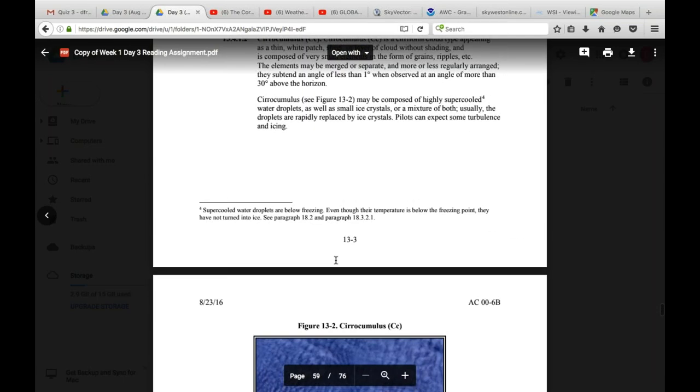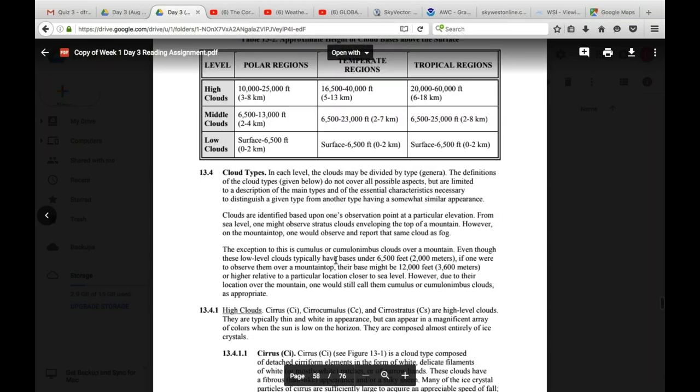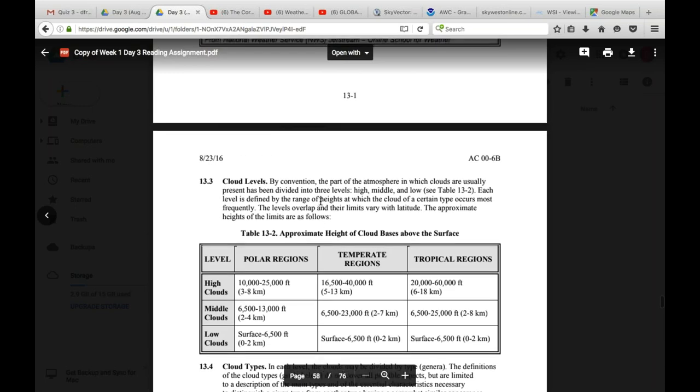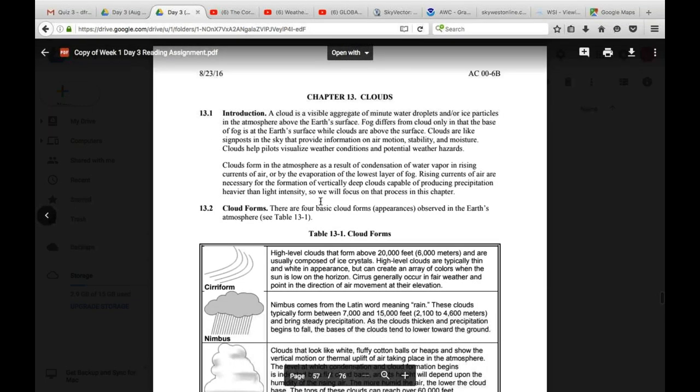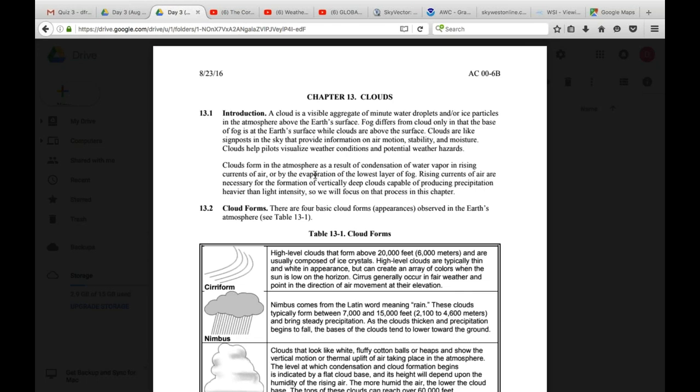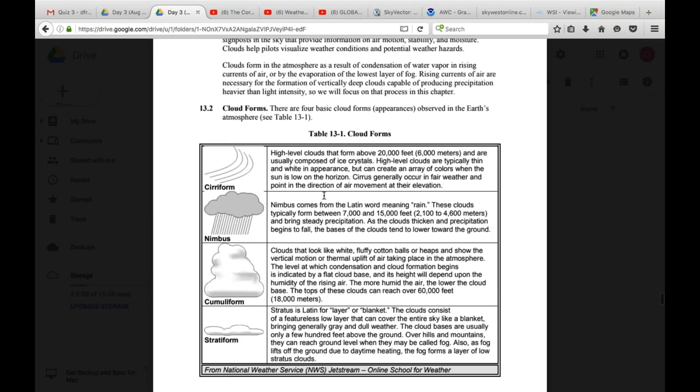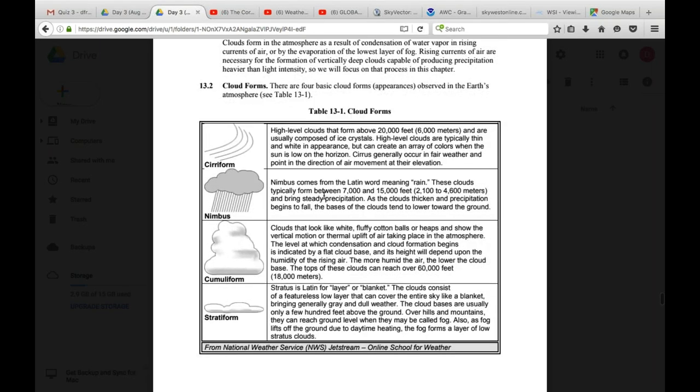Does anyone have any questions over anything we went over today? Anything before clouds? Or anything about clouds? Okay, so I grew up in Seattle. And the clouds are completely different there than here in St. George. Yeah, completely. You don't see the end of rain like you do here. That was not a thing there.